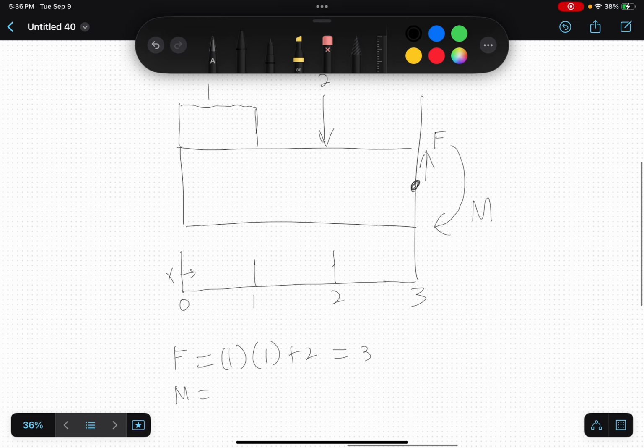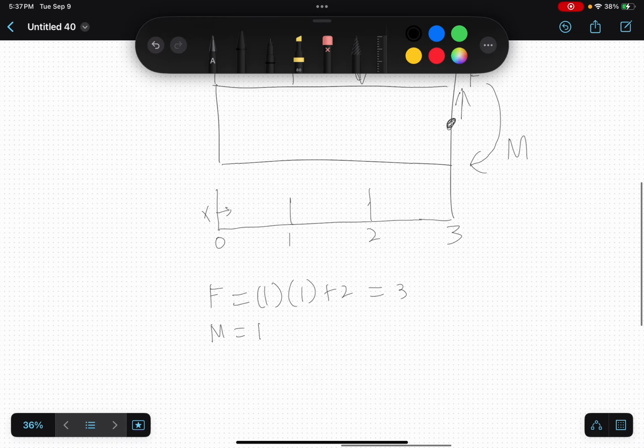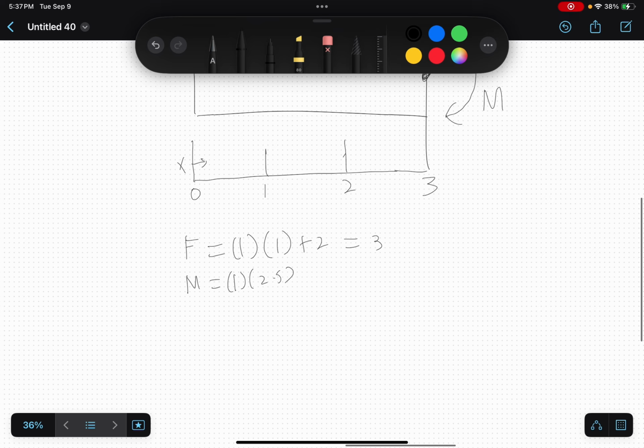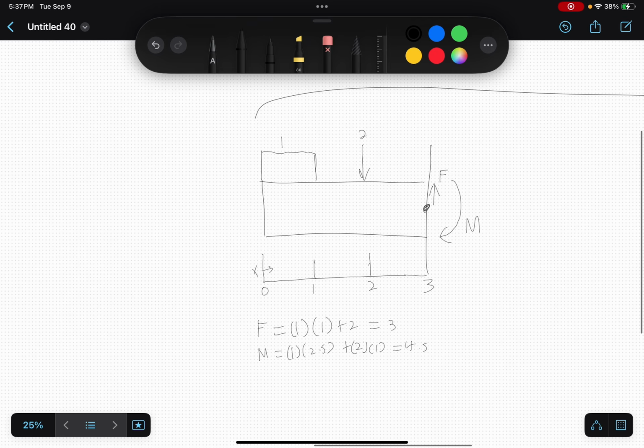The moment is 1 times 2.5 plus 2 times 1, which equals 4.5. Cool. All right, so very easy. That is all of the problem.